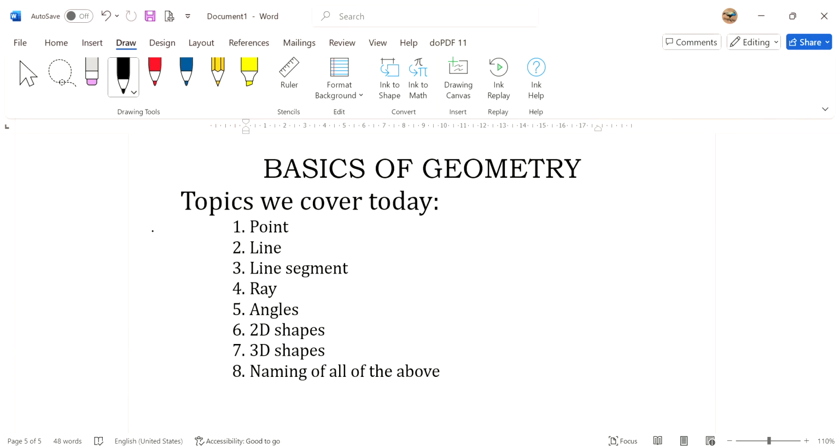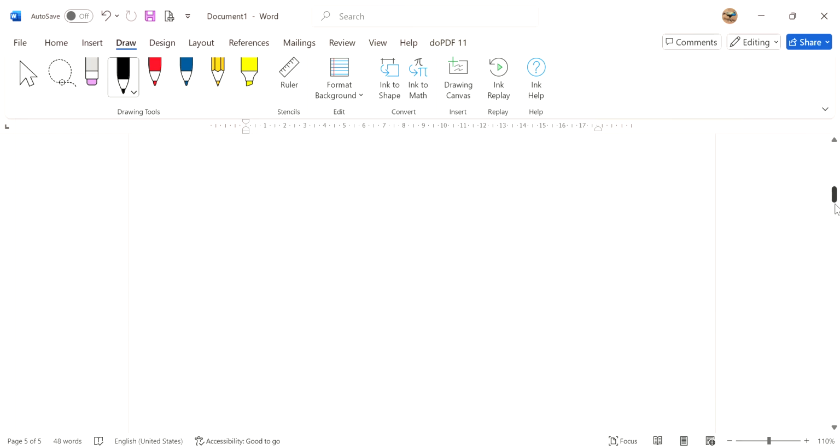So first of all, we'll start with points. Now any shape, right, no matter which shape you talk about, is composed of points. So what is a point? You know how at the end of a sentence you write a full stop? So here I have put a full stop, right? Let's make it a bit bigger, but this is too big for a full stop. But see, this is a point.